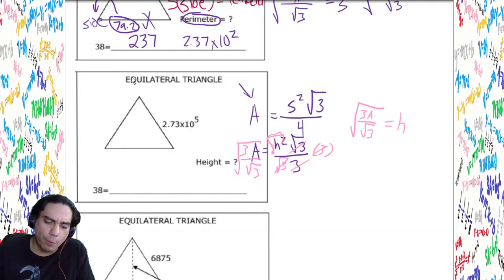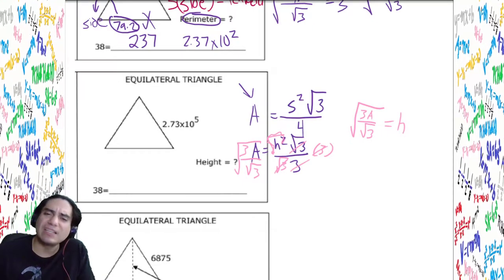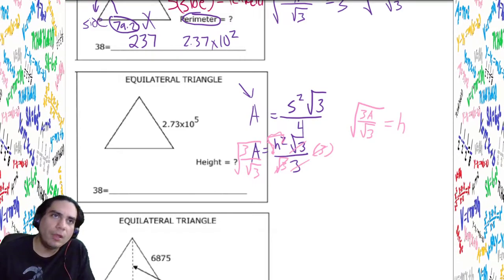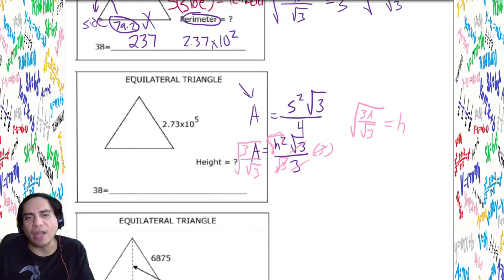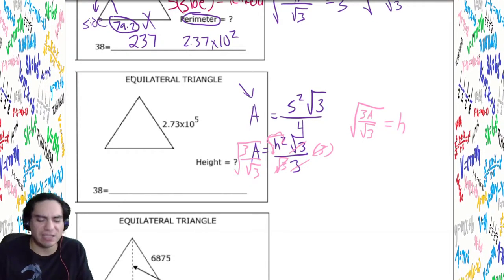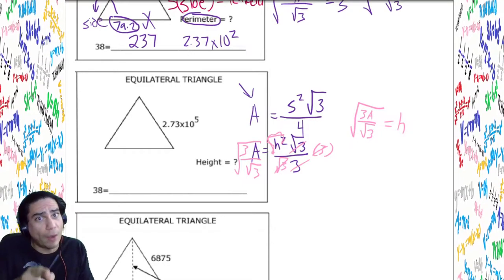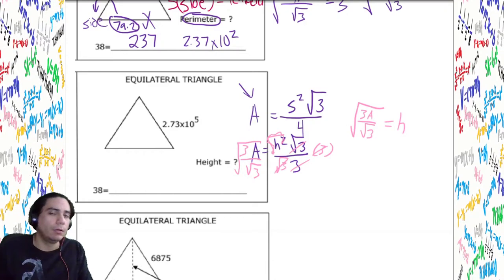We're going to hit 2.73, and then multiply by 10 to the 5th. Hit enter in that calculator. Get 3 square root, hit multiply, and then divide by 4. And guess what? I got 1.18 times 10 to the 5th. You better not write that for your answer, because I'm telling you right now, all we did was find the area. You better not have written that down.